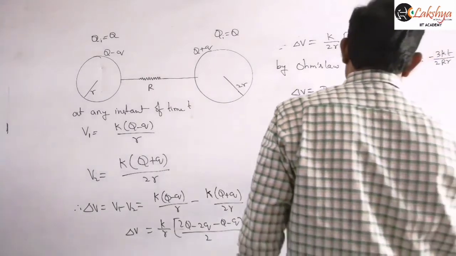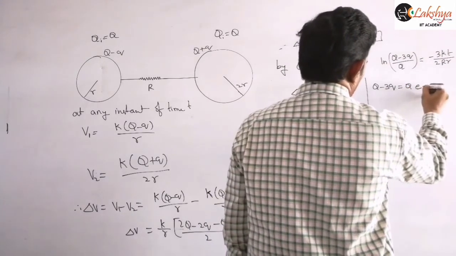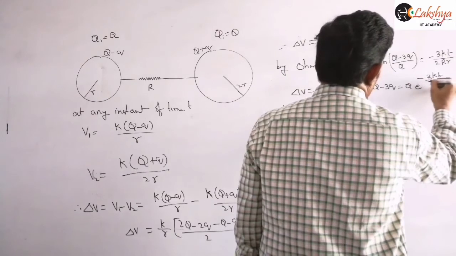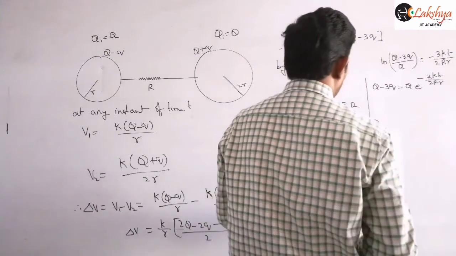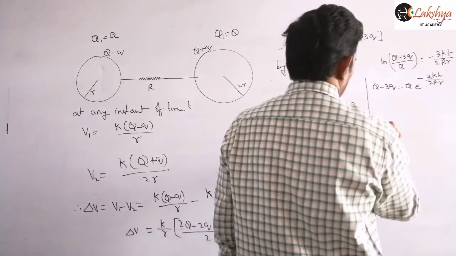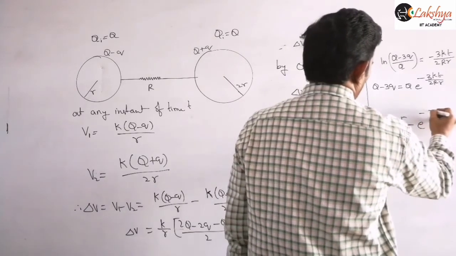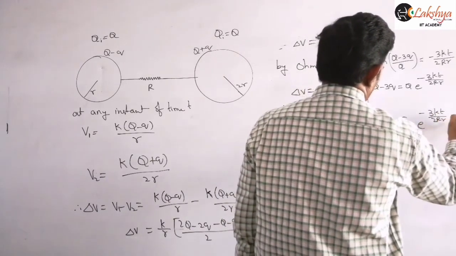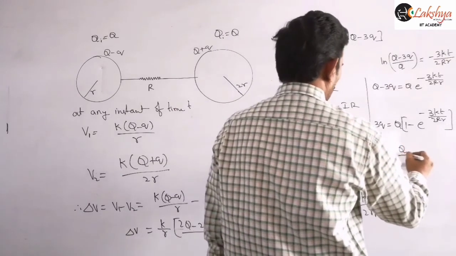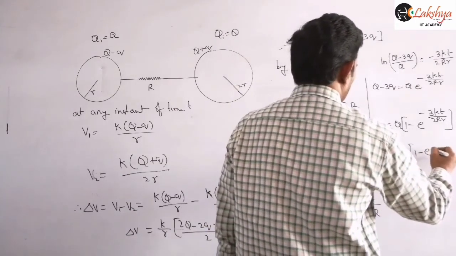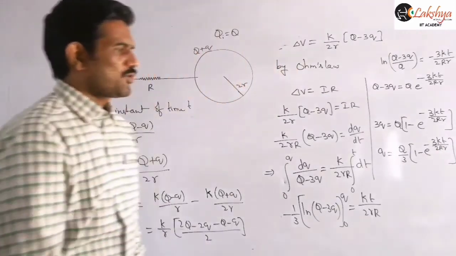And so, that I can write this as Q minus 3q is equal to Q into e power minus 3kt by 2 capital R into small r, right. And so, therefore, small q is equal to, or you can write this as 3q is equal to Q of 1 minus e power minus 3kt by 2 capital R into small r, right. You can do the further calculation here. q is equal to Q by 3 into 1 minus e power minus 3kt by 2 capital R into small r, right. And so, that is a q expression there.